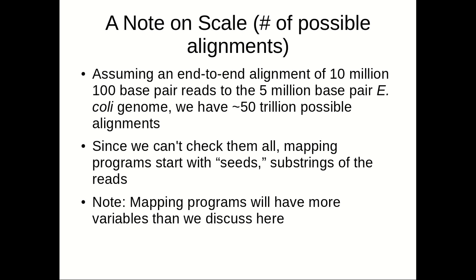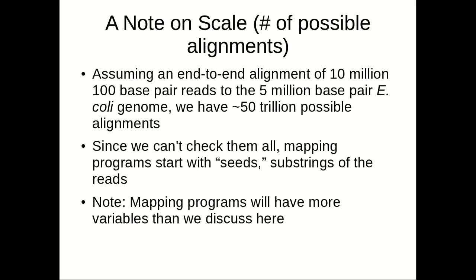So for each of those we have 5 million minus 100 possible alignments, and then we have 10 million reads. So immediately we have 50 trillion possible alignments. And this is already getting really out of hand and past the point where we can just say, okay, we're going to manually check every possible alignment.